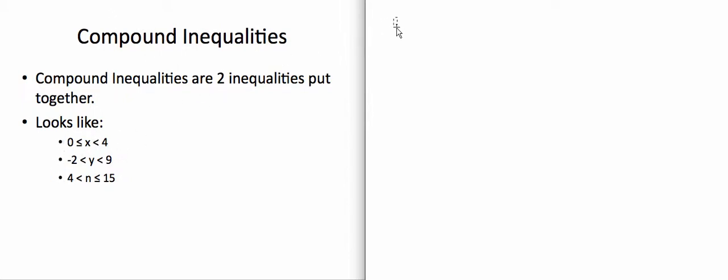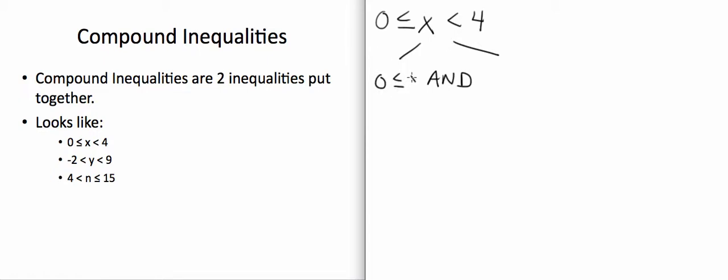We've got 0 is less than or equal to x is less than 4. So how we can break this up is we can break this up into two separate inequalities, and they're combined using the word "and." We have 0 is less than or equal to x, and x is less than 4.